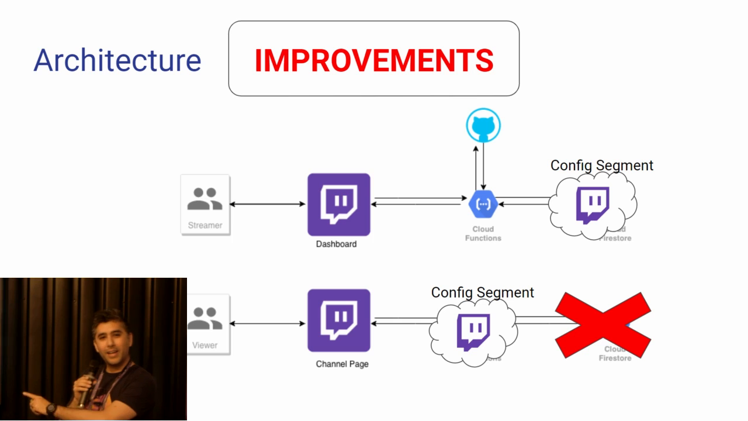Boom. Now, when the channel page loads and it fetches information, I'm totally distracted by the thing. It just does queries directly to the configuration segment. So no longer do we need the cloud function or the Firestore. Now we can just query directly to the Twitch API and get data out.